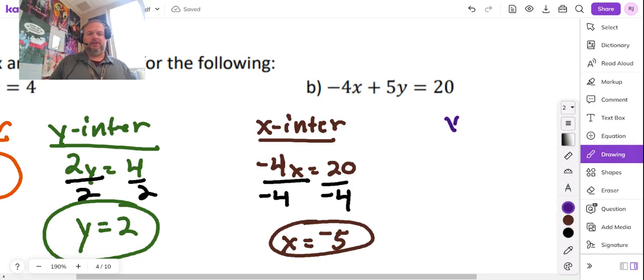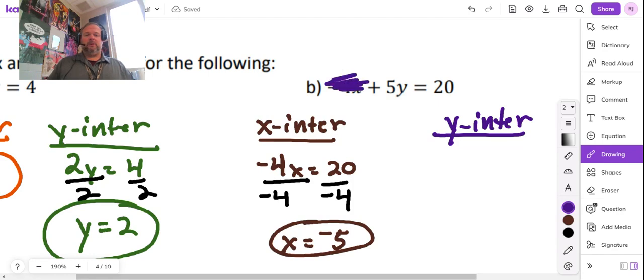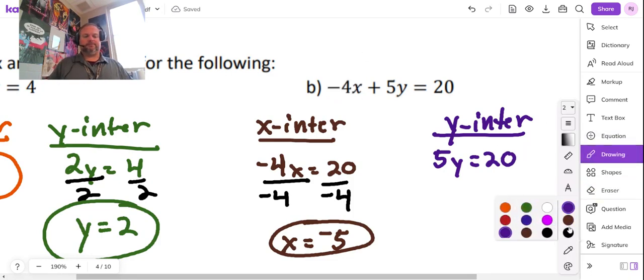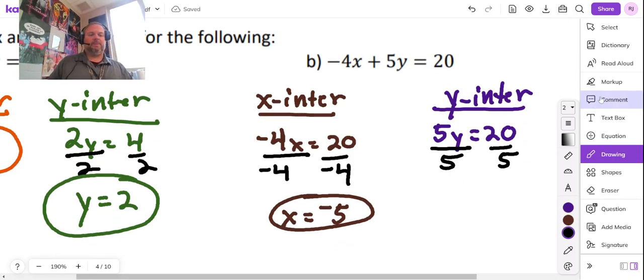So for B, the y-intercept. I cover that up, I get that equation, and I divide. What is 20 divided by 5? 4.